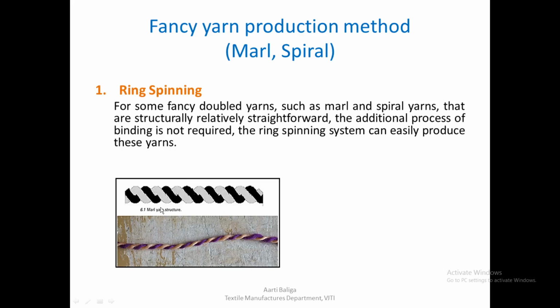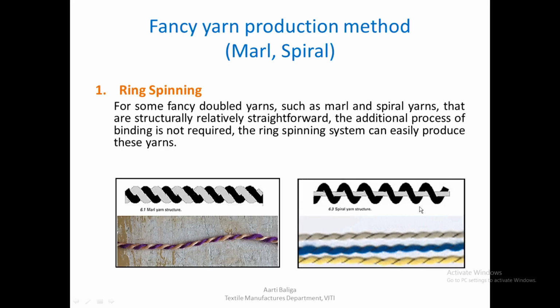So this is the marl yarn structure. If you recollect from our earlier lecture, it is simply two different colored yarns are taken and plied together. Whereas even in spiral structure, it is only simply two yarns that are there, maybe of differing counts or differing twist, or one being overfed. So spiral yarns are produced in that manner, and again it is a simple structure. It does not require a binder yarn for this, so it can easily be produced by normal doubling or the ring spinning, ring and traveler twisting process.